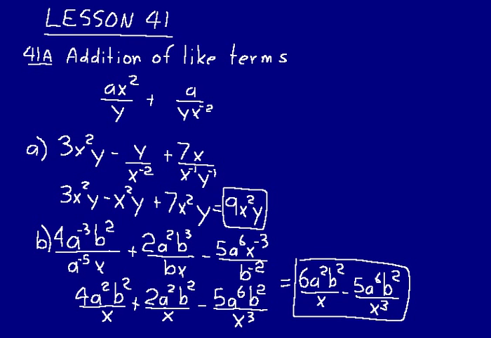So anytime you're adding like terms or trying to add like terms together, whether they're rational expressions or not, the first thing you ought to do is get all of the exponents positive, and then you can more clearly see which expressions or which terms are actually like terms.